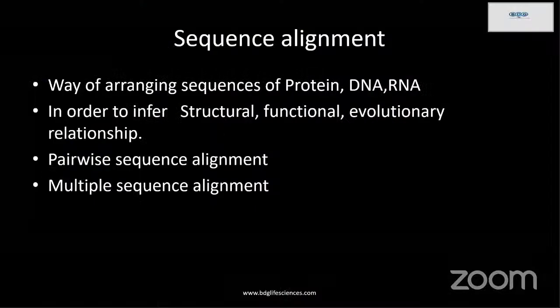Next part is sequence alignment. This is again a very, very important thing to learn. Aligning two sequences gives us information about structural, functional, and evolutionary relationship. So sequence alignment is you align two sequences in order to decide what is the similarity between two proteins. And if there is similarity between two proteins, of course, they are structurally, functionally, and evolutionary related to each other.